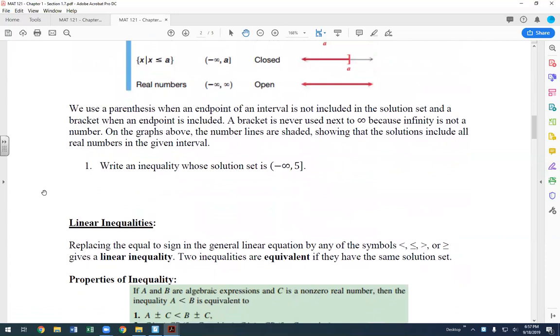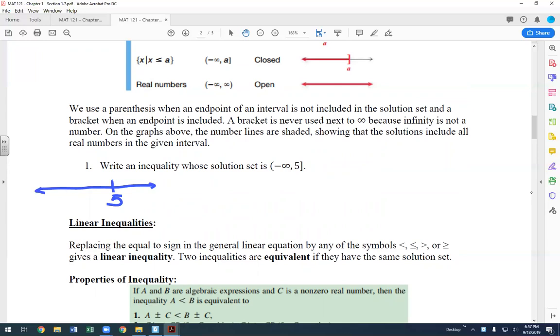So they're asking us to write the inequality based on this solution set. So if it helps, you can start out by drawing a number line, hopefully straighter than mine. And where would I be going? I know 5 is my cutoff point.